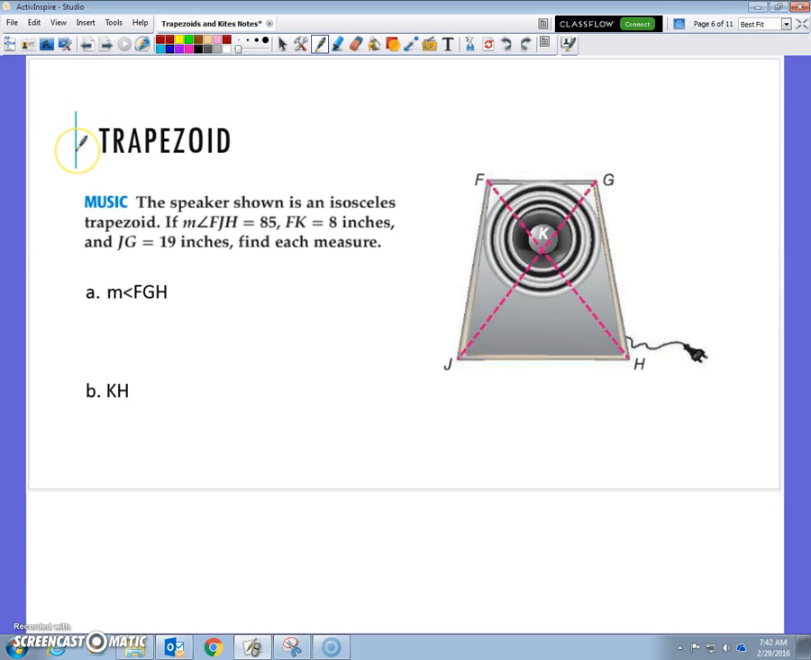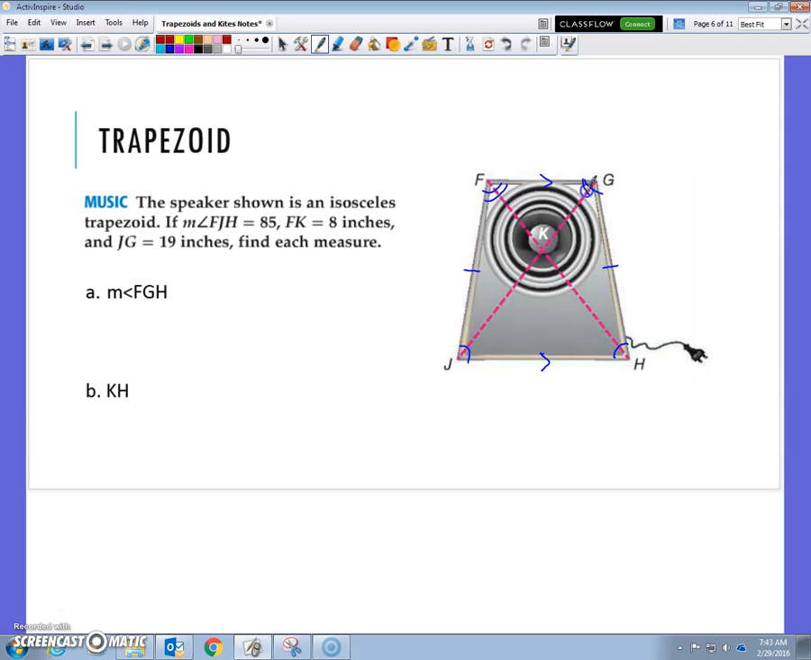All right, so let's take a look here, just this little diagram. I've got an example. It says the speaker shown is an isosceles trapezoid. Okay, so before I write anything else down, it tells me it's an isosceles trapezoid. So I'm going to say, okay, those lengths are congruent. It tells me that means that these guys must be parallel, and this whole angle is congruent to this whole angle.